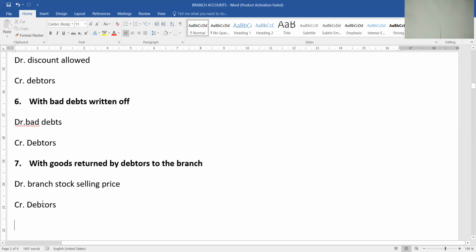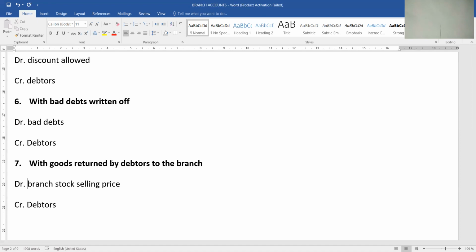So with bad debts written off, you debit the bad debts account, then you credit your debtors. Because, remember, bad debts are something you have been pursuing concerning the amount your customers owe you. You have been trying to get the amount paid, but now it's in vain, so you cannot recover it. So you have to write off. That's why you can see we are reducing our debtors account by crediting. Then we debit the bad debts account.